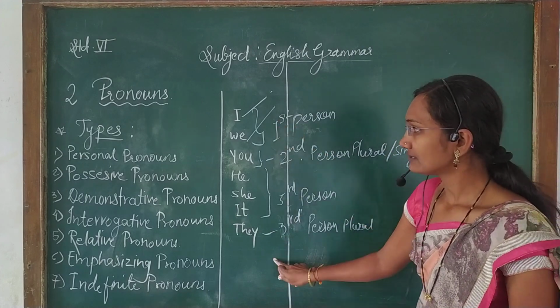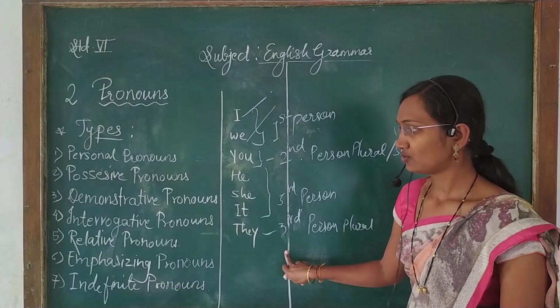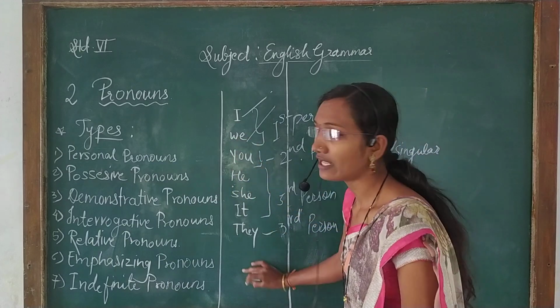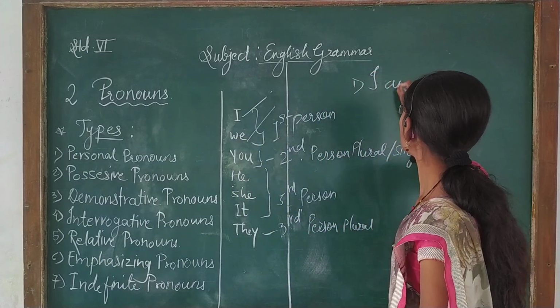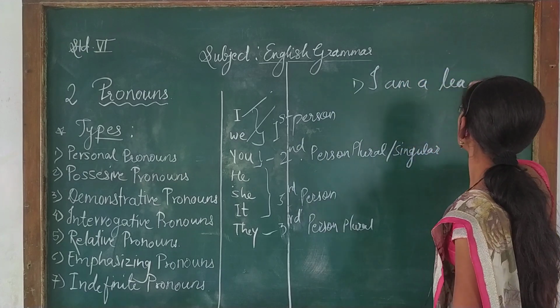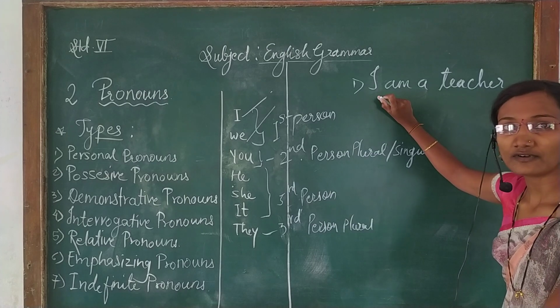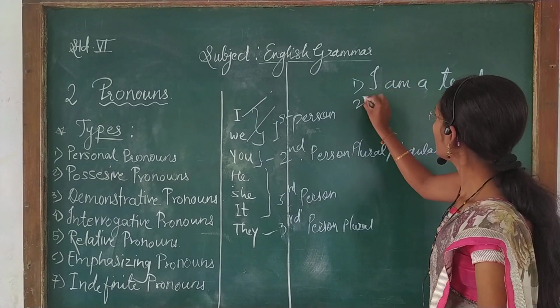So these are the pronouns. These pronouns we use in place of nouns. This is called personal pronouns. For example, I am a teacher. Here I used first person, that is I.